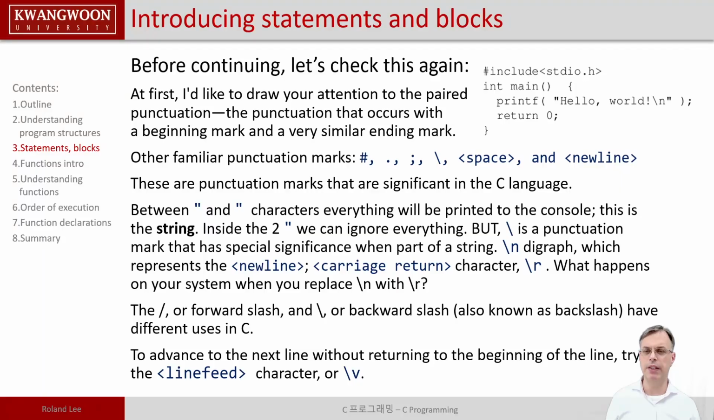So in our greeting string, we can see backslash n, the backslash n digraph, which represents the new line character to be output to the console. We must distinguish between the new line character, the backslash n digraph, from the carriage return character, which is backslash r.